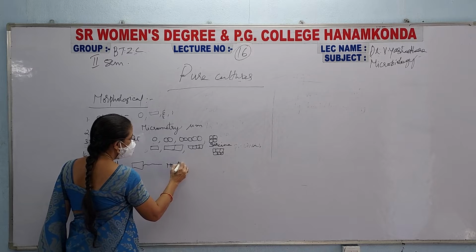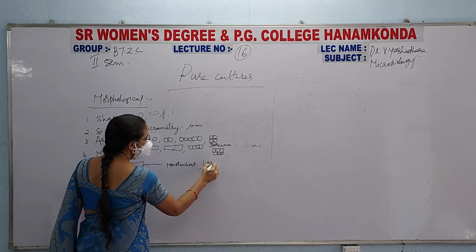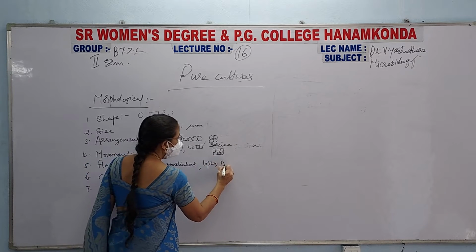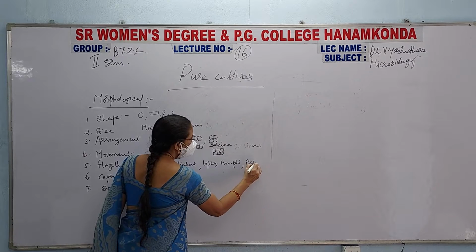monotrichous, lophotrichous, next amphitrichous, next peritrichous.